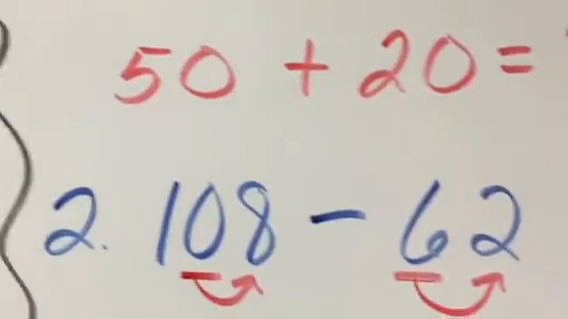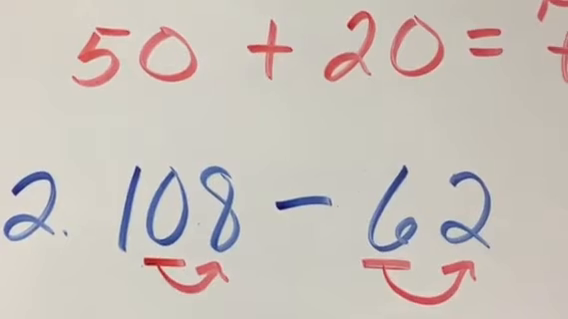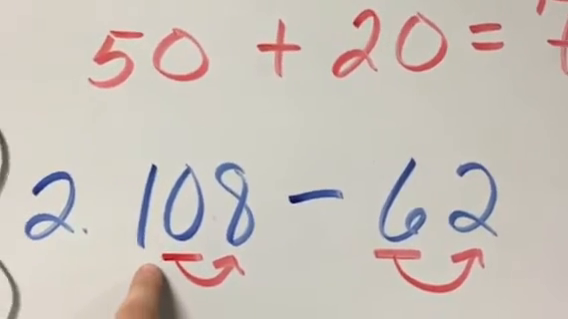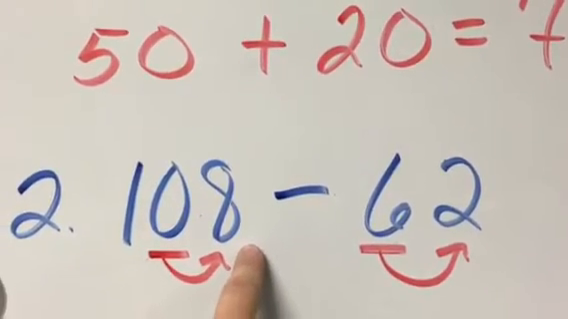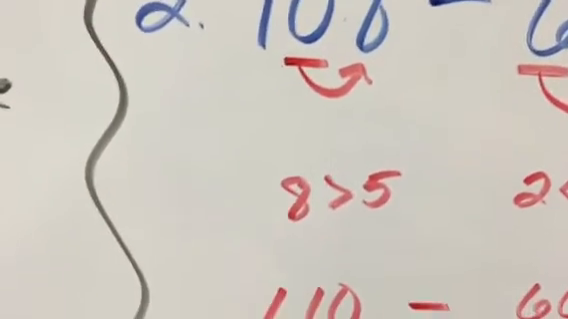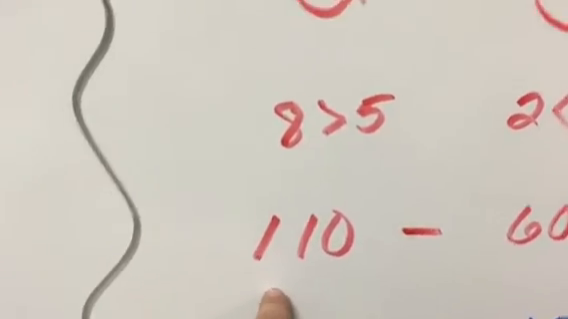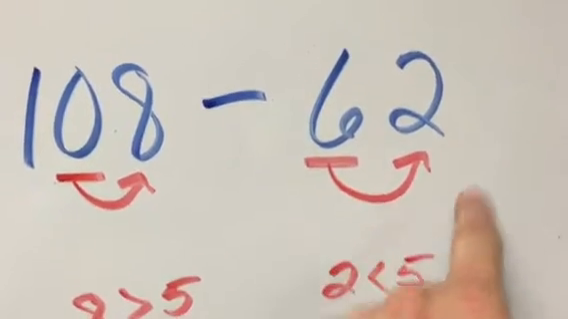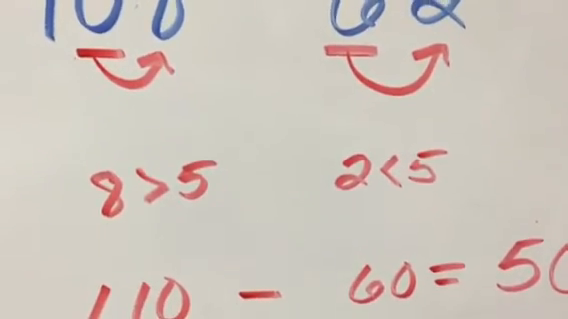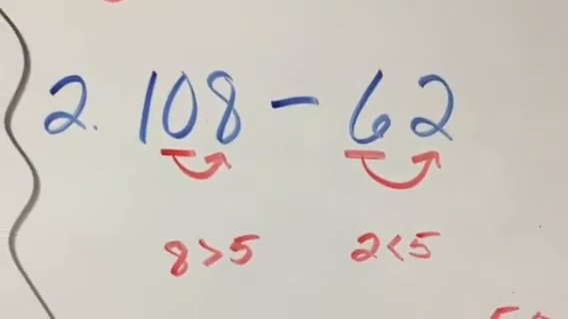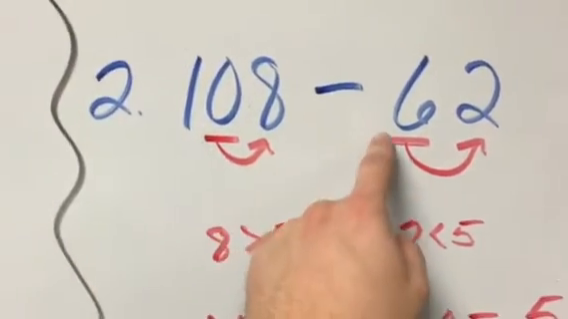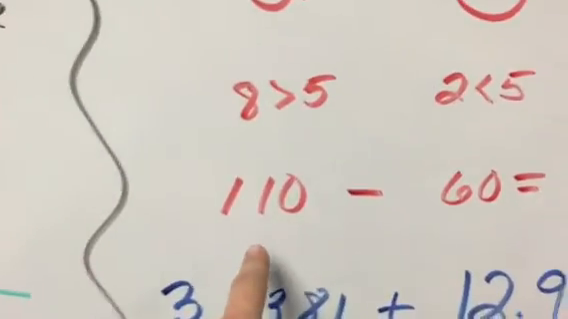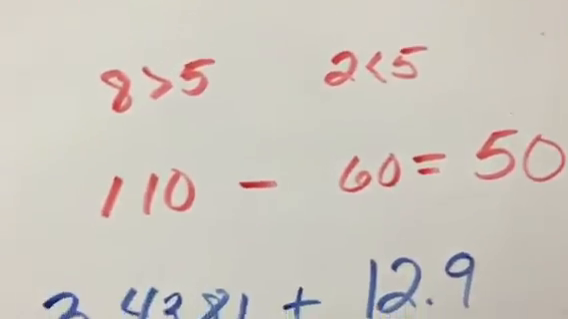Number 2, 108 minus 62. I'm going to do this one looking at the tens position. Move over to the 8. Since 8 is greater than 5, that's going to bump up to 110. In 62, I'm going to move over to the 2. Since 2 is less than 5, that's going to stay at 60. Notice how I rounded from the same place value in each one. That's going to make things a little bit easier for you. And then we have 110 minus 60 equals 50.